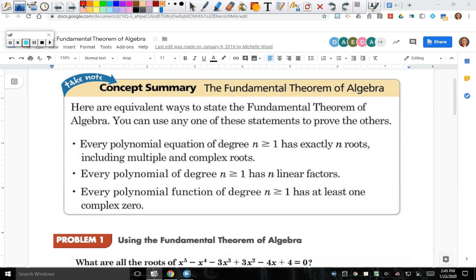All right, here we go. The fundamental theorem of algebra. What we are looking at is that every polynomial equation of degree n, where n is greater than or equal to 1, I'm always trying to lead you to questions, has exactly n roots, including multiple and complex roots.